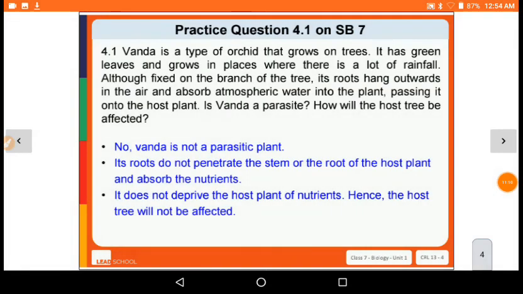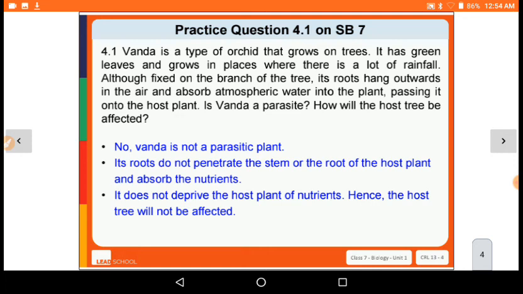So practice question number 4. First question, Vanda is a type of orchid that grows on trees. It has green leaves and grows in a place where there is a lot of rainfall. Although fixed on the branch of a tree, its roots hang out in the air and absorb atmospheric water, passing it on to the host plant. Is Vanda a parasite? How will the host tree be affected?